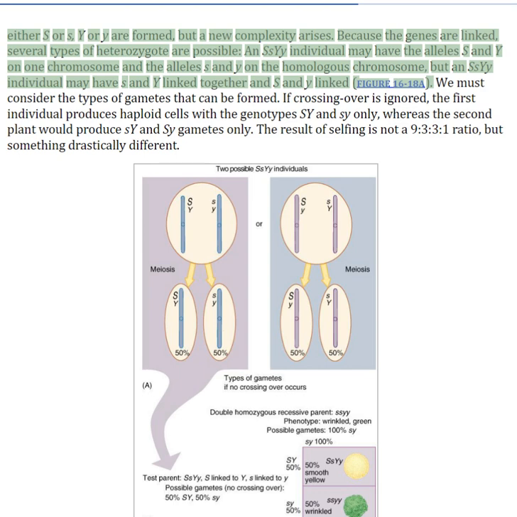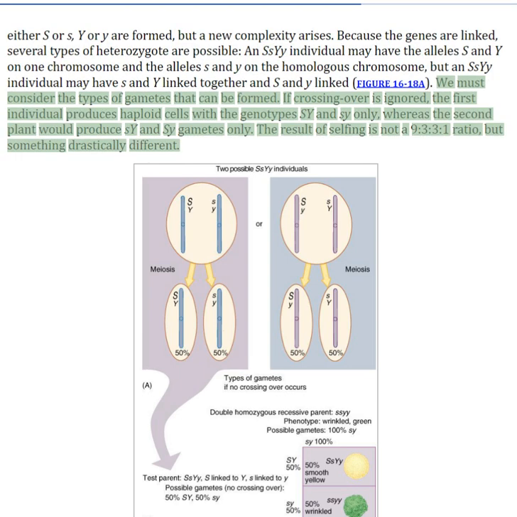An SsYy individual may have the alleles S and Y on one chromosome and the alleles s and y on the homologous chromosome, but an SsYy individual may have S and y linked together and s and Y linked. We must consider the types of gametes that can be formed. If crossing over is ignored, the first individual produces haploid cells with the genotypes SY and sy only, whereas the second plant would produce Sy and sY gametes only. The result of selfing is not a 9:3:3:1 ratio, but something drastically different.